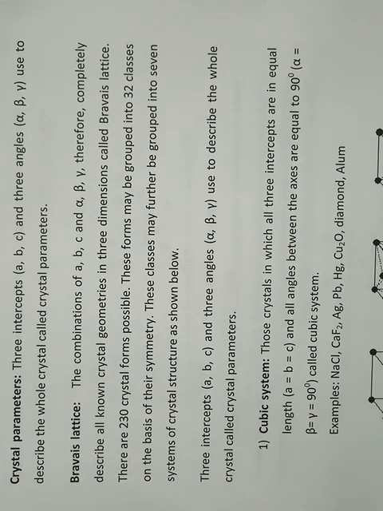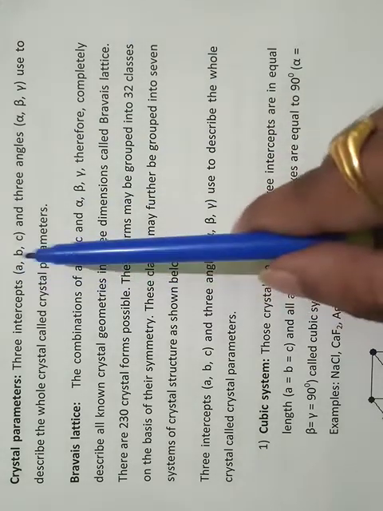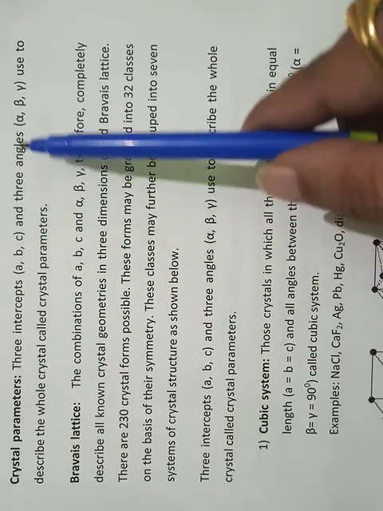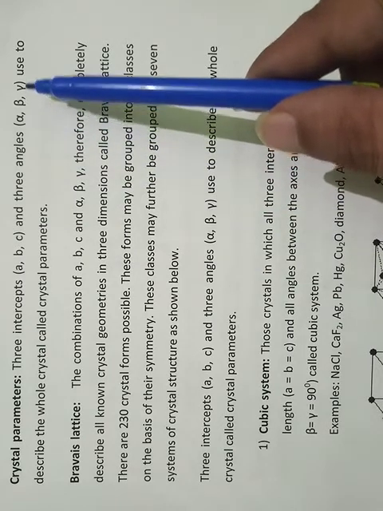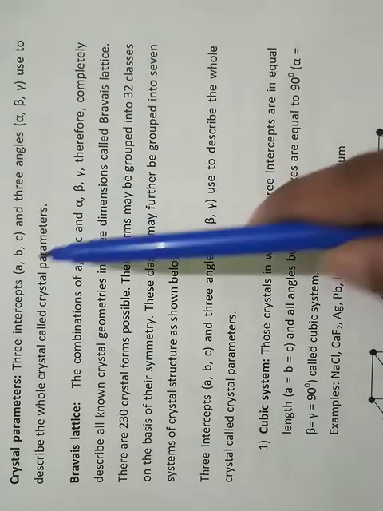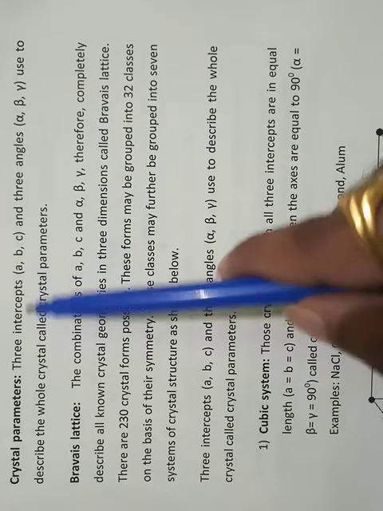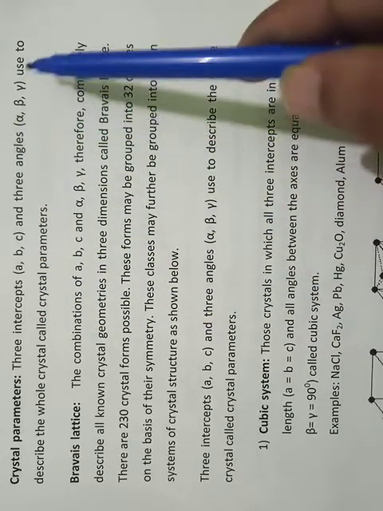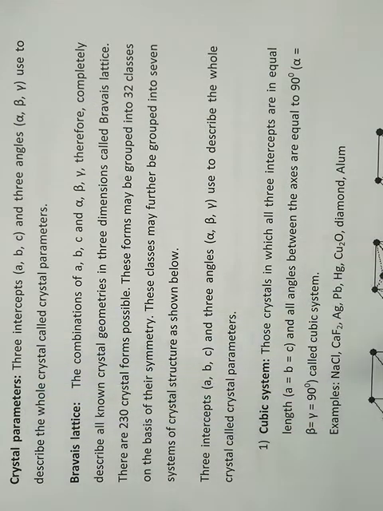The three intercepts A, B, C and the three angles alpha, beta and gamma are used to describe the entire crystal. These parameters, the intercepts A, B, C and the angles alpha, beta, gamma, are called the crystal parameters. By using these three intercepts and three angles, the entire crystal can be described.